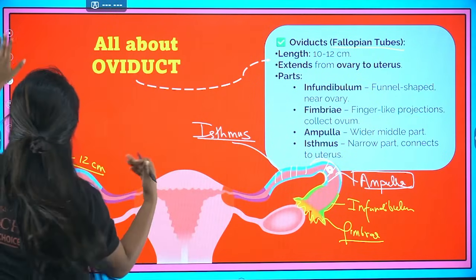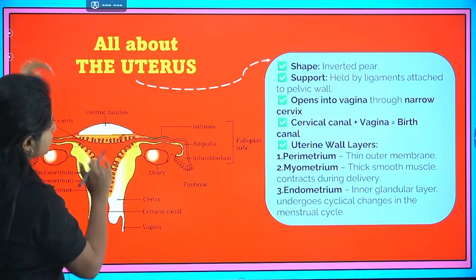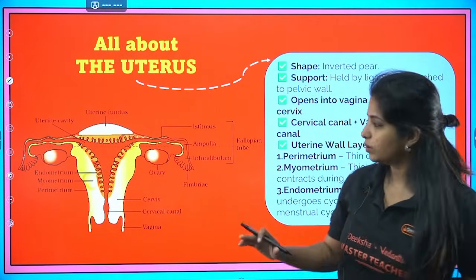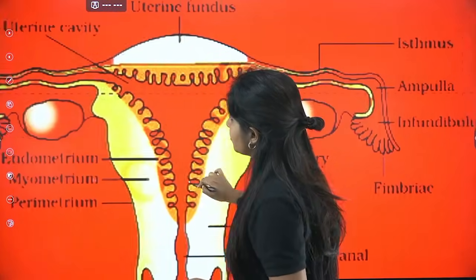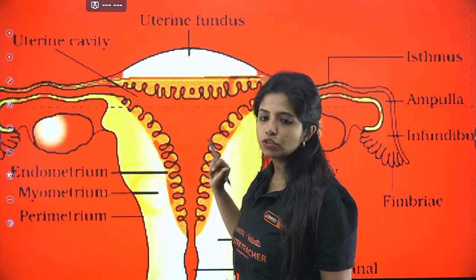Now the length is 10 to 12 centimeter. Now we talk about the uterus. Uterus is pretty much simple. Listen to me carefully. In the case of the uterus, you have this region which is known as the uterine fundus.